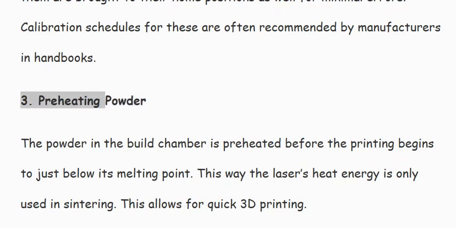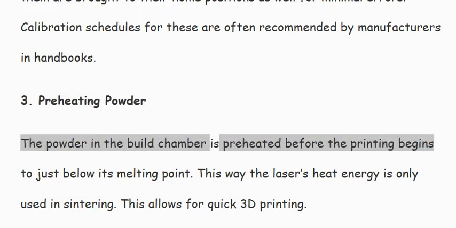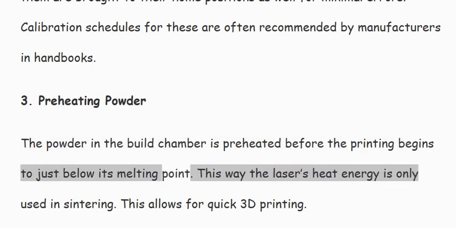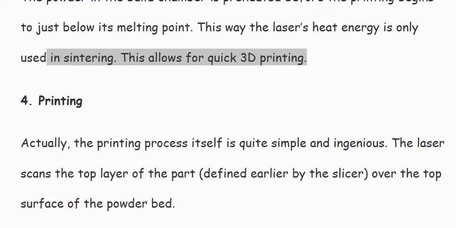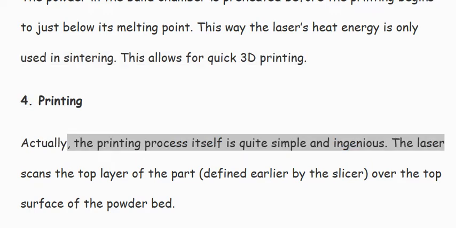3. Preheating powder. The powder in the build chamber is preheated before the printing begins to just below its melting point. This way the laser's heat energy is only used in sintering. This allows for quick 3D printing. 4. Printing. Actually, the printing process itself is quite simple and ingenious.